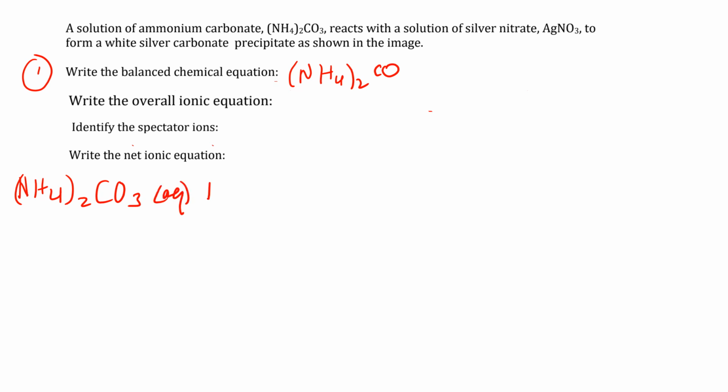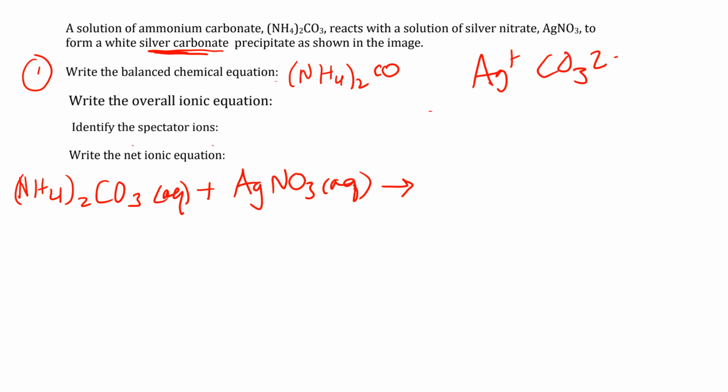It reacts with a solution of silver nitrate to form white silver carbonate. So silver carbonate, and also the other thing has to be present. Whatever in this double displacement, they'll switch places. So you have to know that when you're forming white silver carbonate, Ag is 1 plus and CO3 is 2 minus.